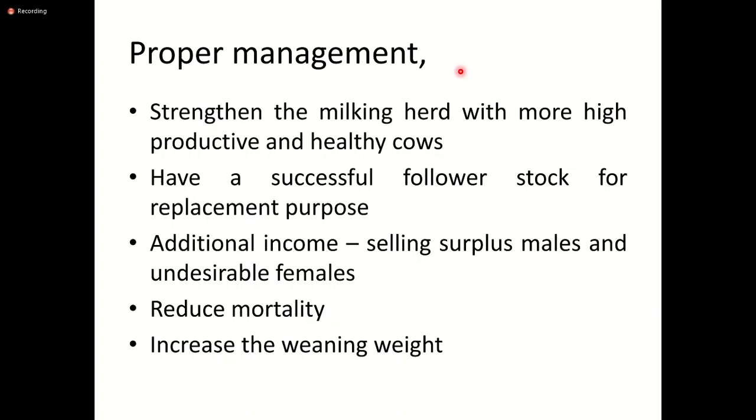Or even the male animals, right? We can sell male animals. So if there are any undesirable animals, maybe these animals are not productive, maybe they have some defects, what we can do is sell them, right? And also we can have a very good replacement stock.